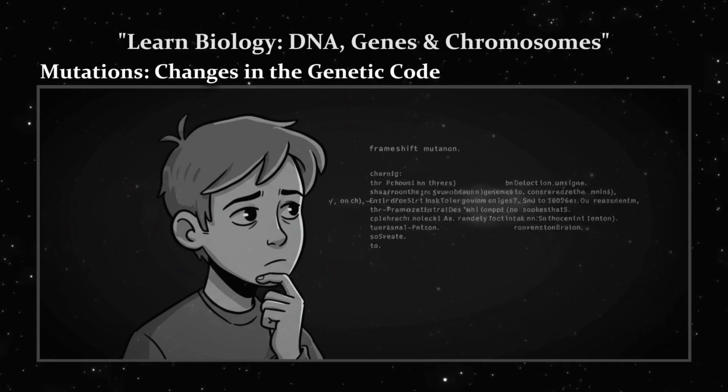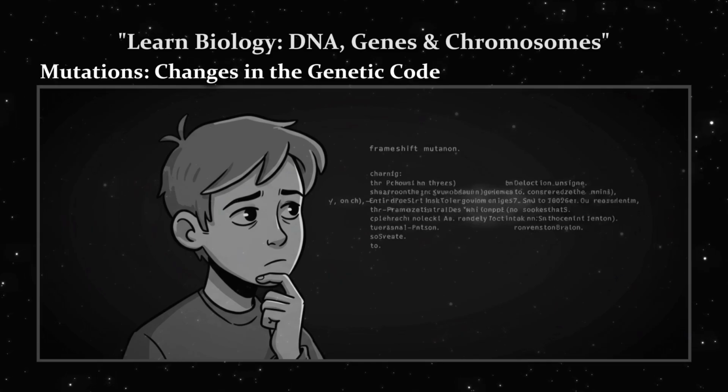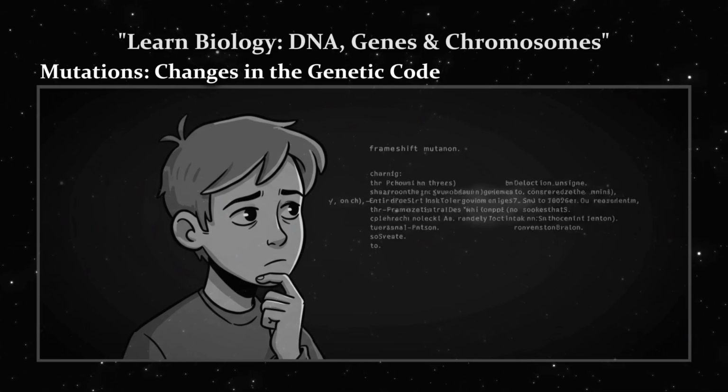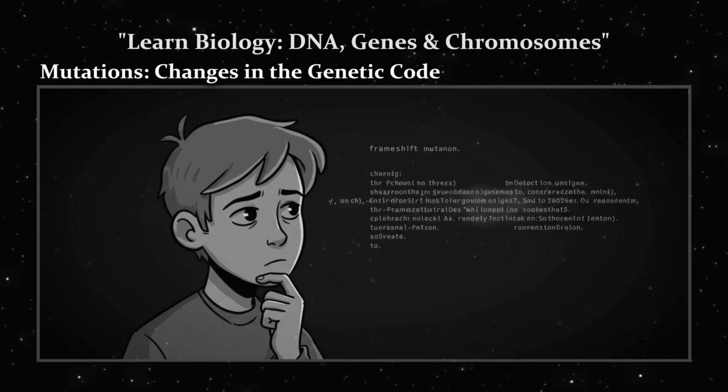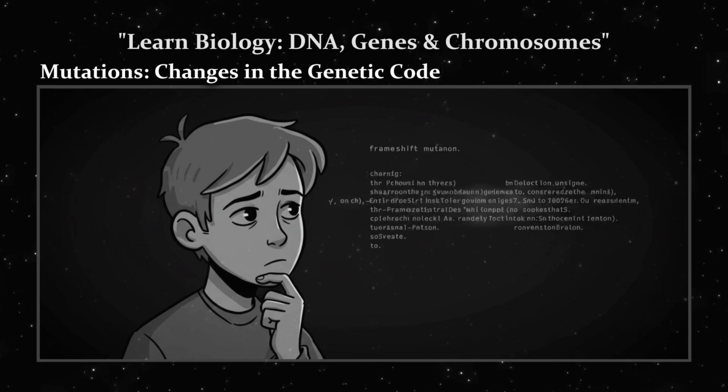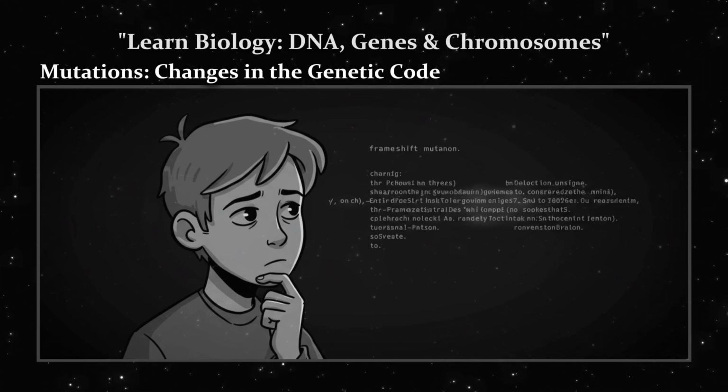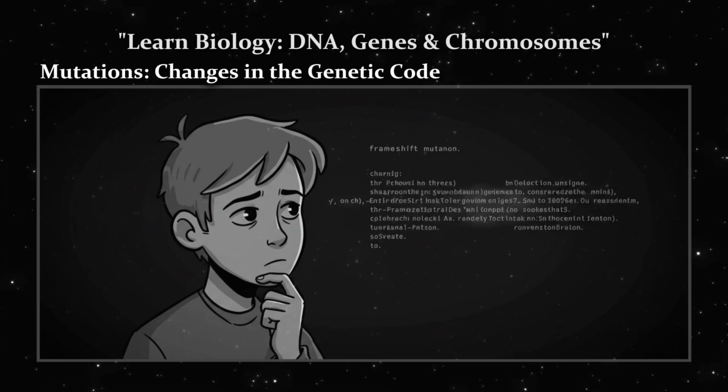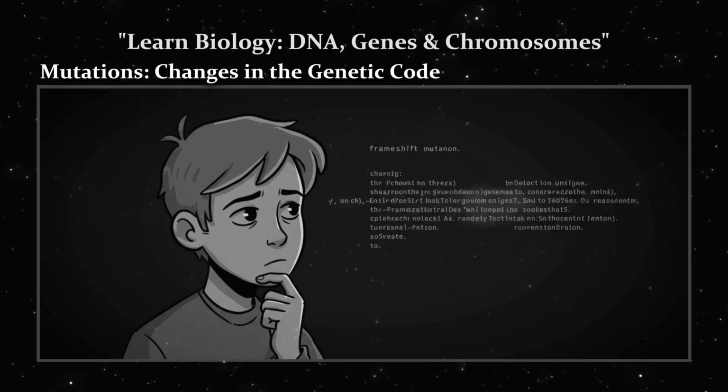The first category is a substitution. This is the simplest typo. One base is accidentally swapped for another. For example, during replication, an A might be written where a G was supposed to be. This changes a single letter in a single codon.